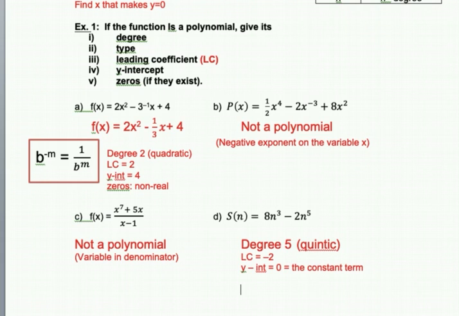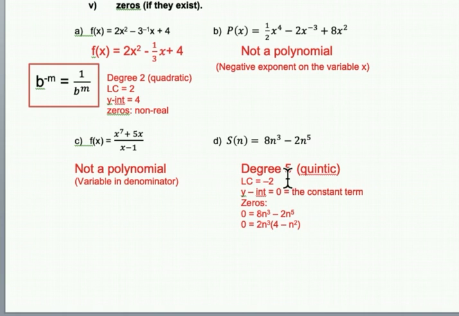Now we're asked to find the zeros of the function, and to find the zeros of the function, I'm going to actually factor this. The greatest common factor in both terms is 2n cubed. Both of these terms are divisible by 2n cubed, so I'm going to take that outside of the parentheses. And inside the parentheses, I would have 4 minus n squared. When you distribute this, you'll end up with this. And 4 minus n squared is the difference of two squares, which I can write as 2 plus n times 2 minus n.